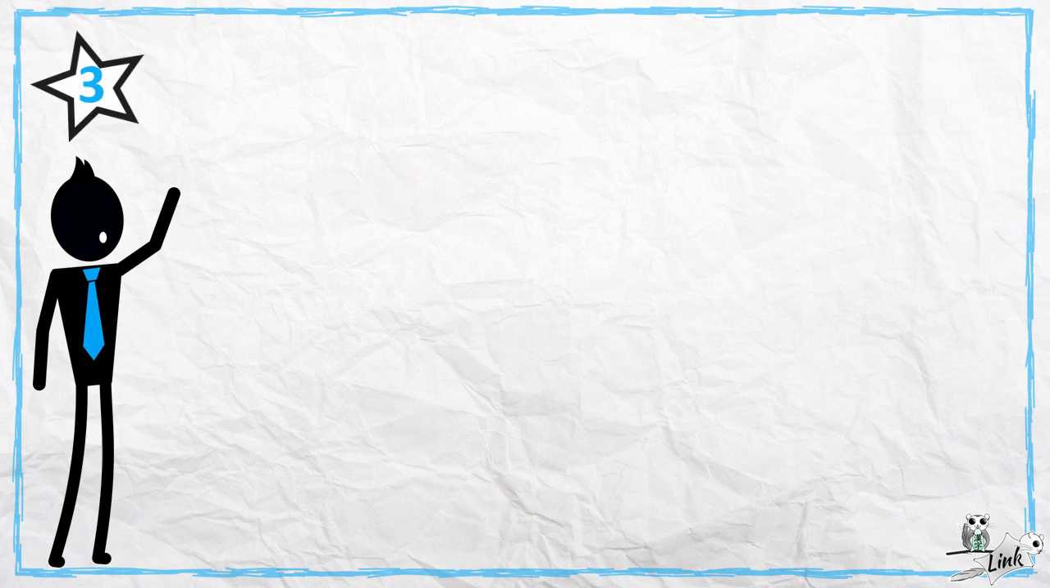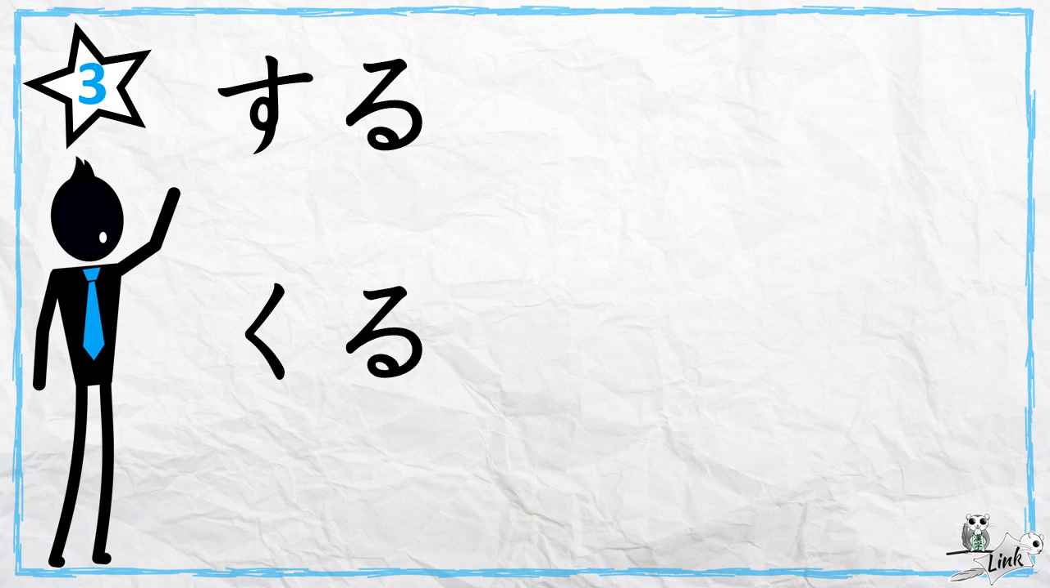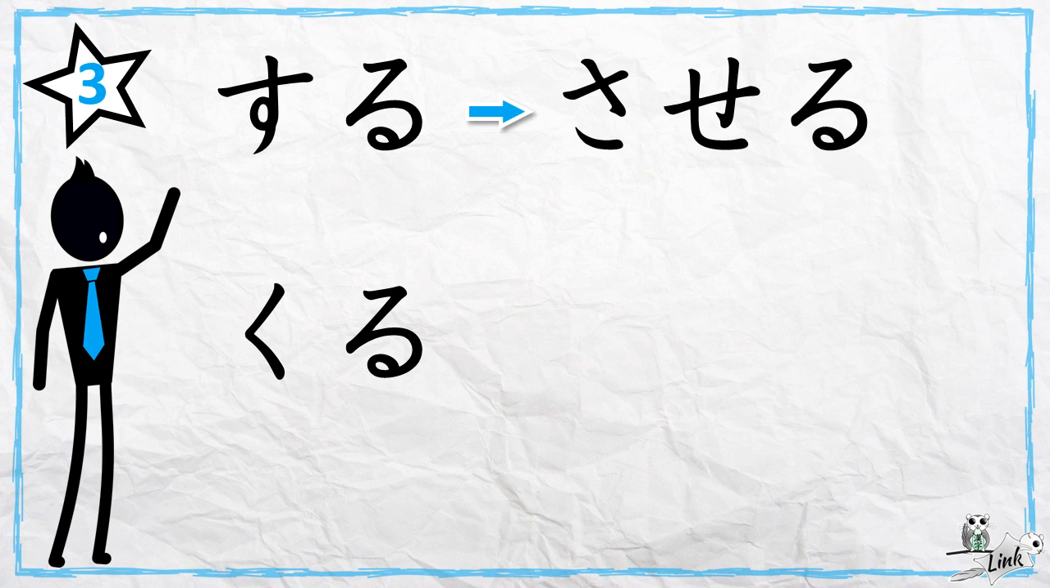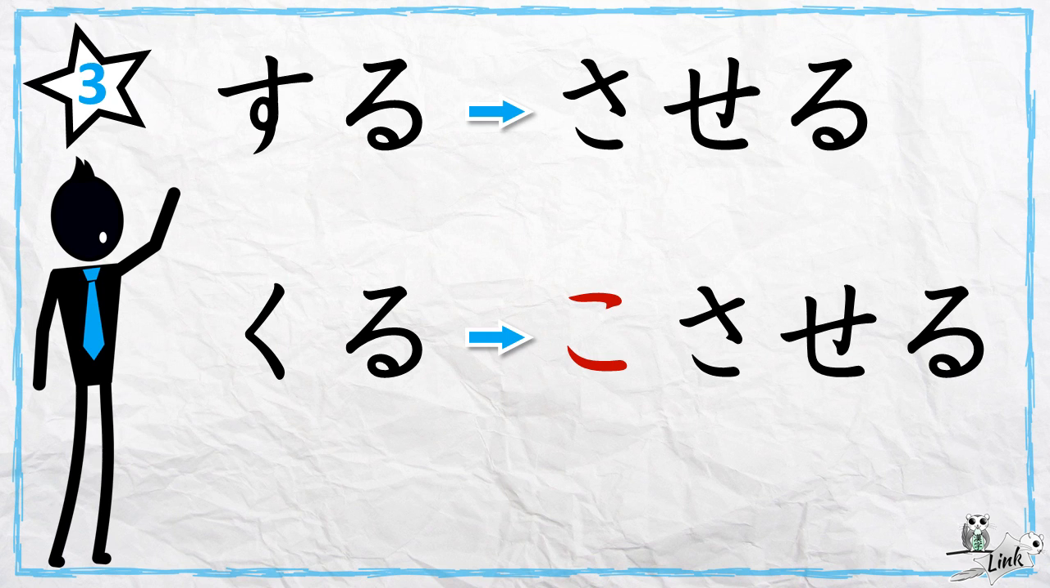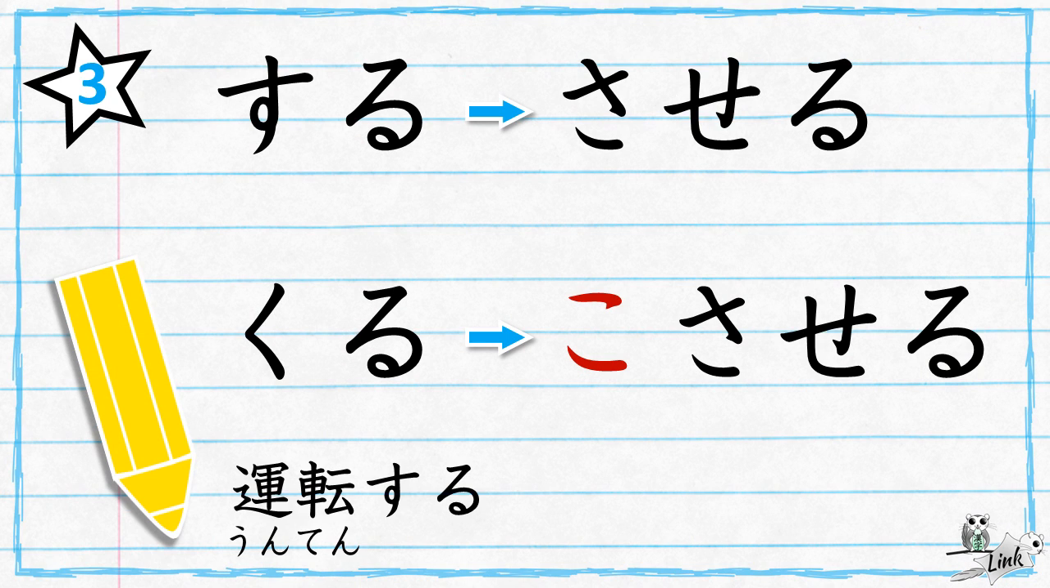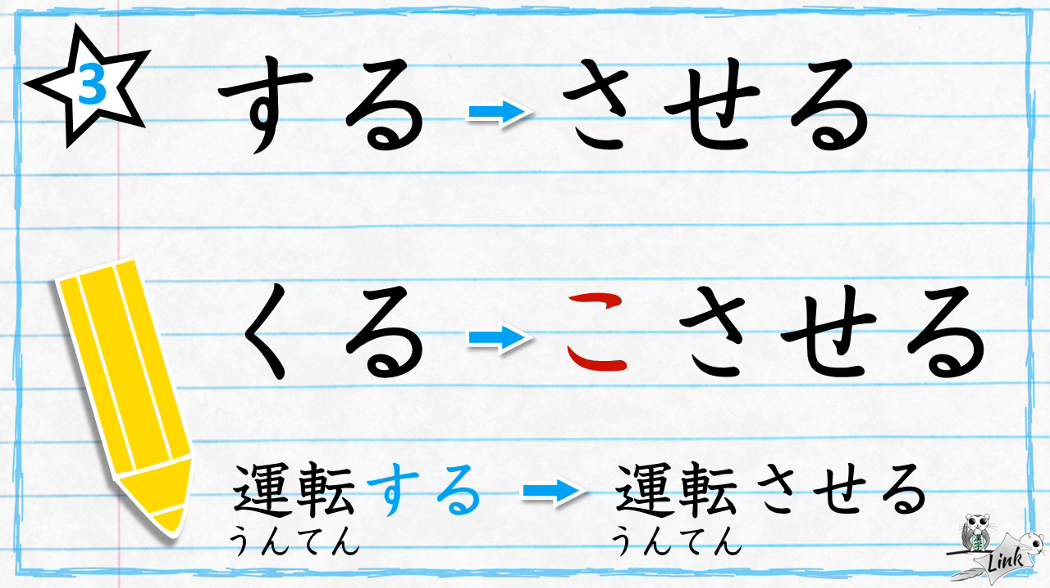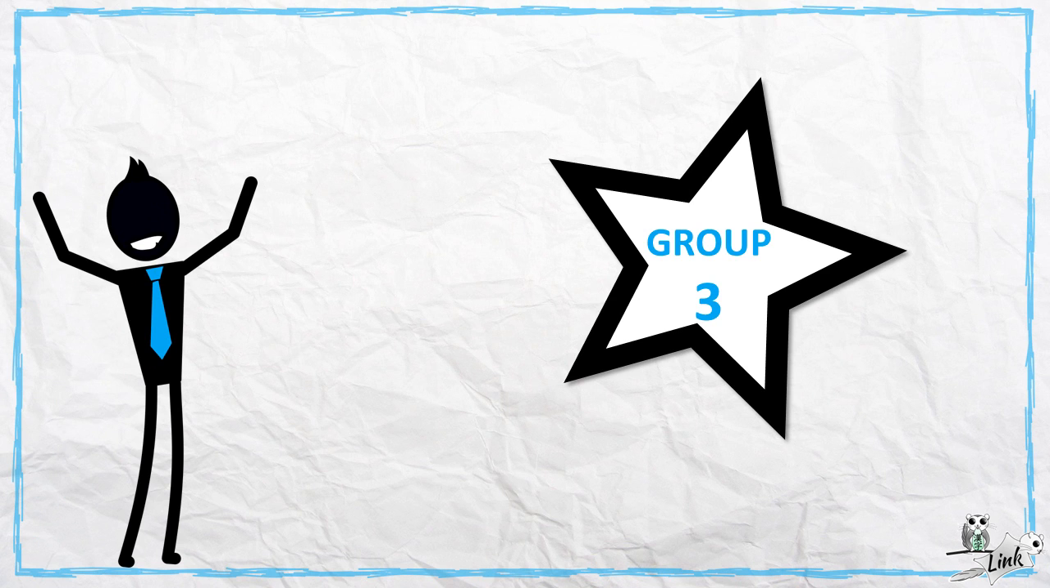Let's continue with group 3, the 2 irregular verbs suru, to do, and kuru, to come. Since they are irregular, you must memorize their conjugation. Suru becomes saseru and kuru becomes kosaseru. Let's practice with unten suru, to drive. Suru becomes saseru, so unten suru becomes unten saseru, to make someone drive or to let someone drive. Okay, we studied all the groups.